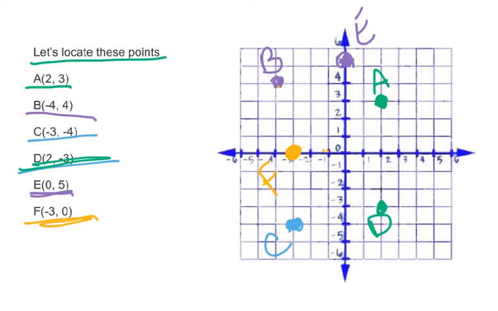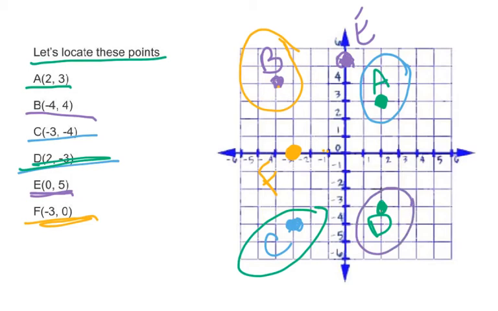We can talk about the location of these points. A is in quadrant 1. B is in quadrant 2. C is in quadrant 3. D is in quadrant 4. E is on the y-axis, and F is on the x-axis. So they can either be in a quadrant or on the axis. So those are the ways we can talk about those points.